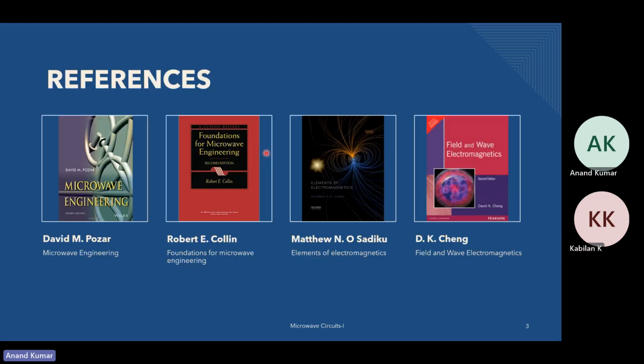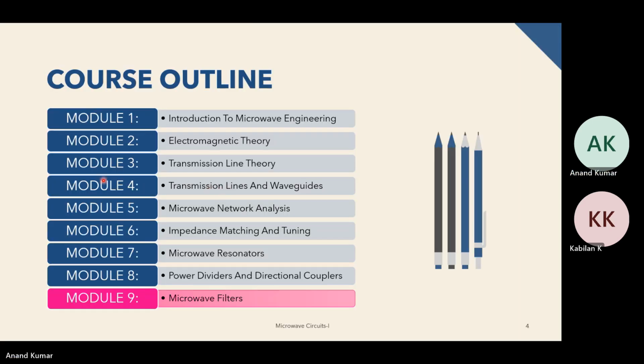These references we have gone through. Collin and Pozar were used mostly throughout the course, and Cheng for some specific points like the Smith chart and other topics. So we're finishing module 9 today.